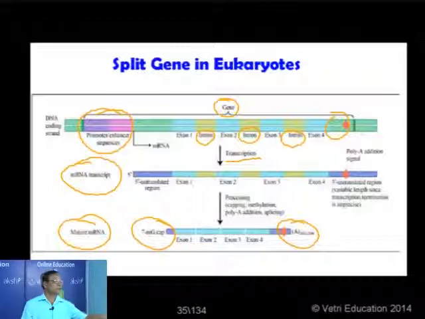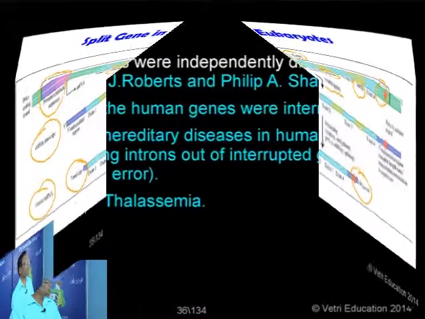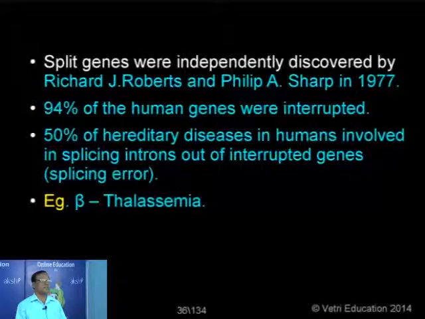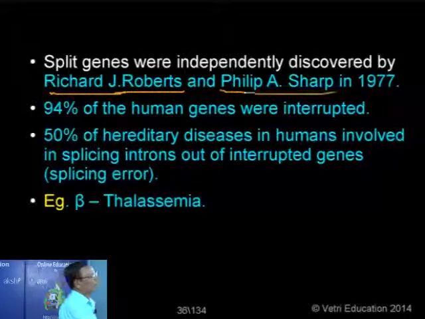Suppose both exons and introns are transcribed and translated, we have a defective protein formation that will lead to the formation of a defective phenotype. Now, who are the persons responsible for the discovery of split genes? Two different people in 1977 discovered the split gene: Richard J. Roberts and Phillip A. Sharp. They discovered the split gene independently in 1977.